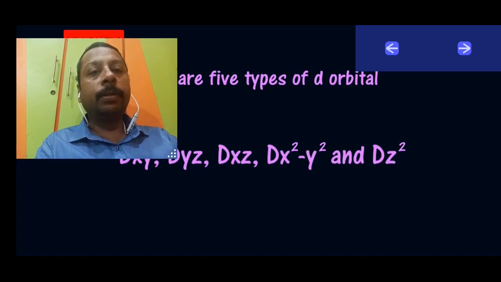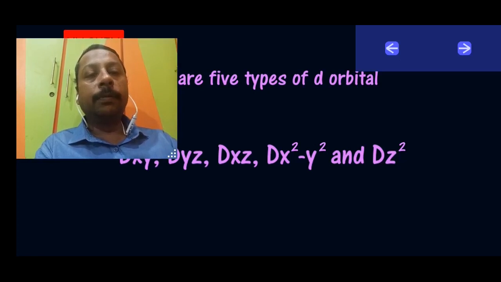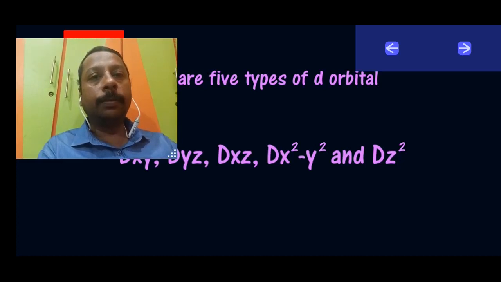Frankly speaking, here orientation matters. If you go by shape, there are two shapes, in which dxy, dyz, dzx and dx square minus y square are considered together. But that shape does not matter much in crystal field theory. According to crystal field theory, dx square minus y square and dz square are studied together, and dxy, dyz, dzx are studied together. Why is there a difference?